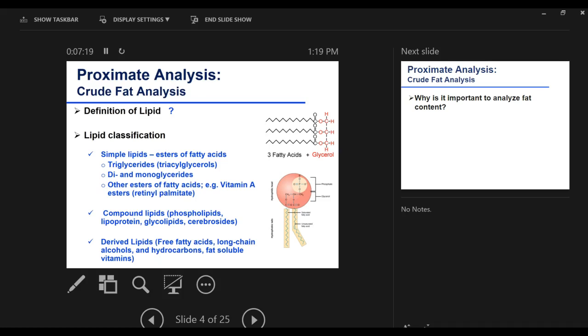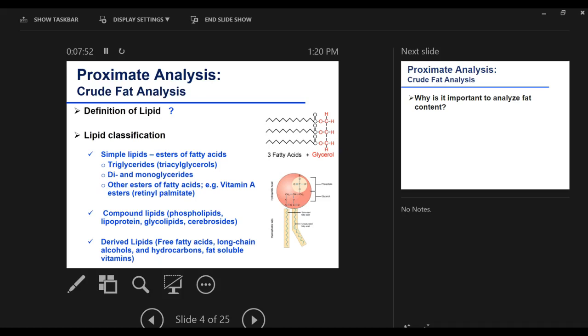And then other compounds that are the conjugated lipids, so phospholipids. When you have a phosphate group and 2 fatty acids, that is a phospholipid. Or lipoprotein, so protein and lipid or fatty acid combined. Cerebrosides have a carbohydrate moiety, nitrogenous compounds, and fatty acid. So these are compound lipids, we call them.